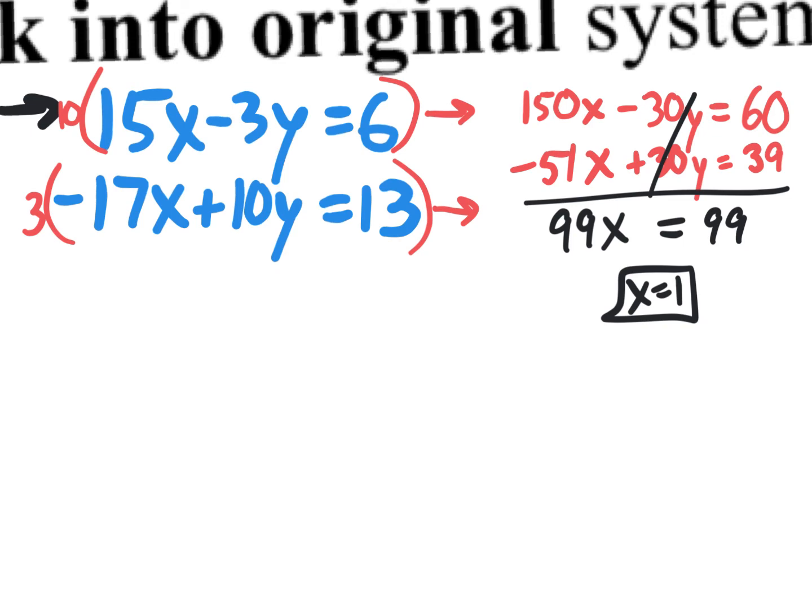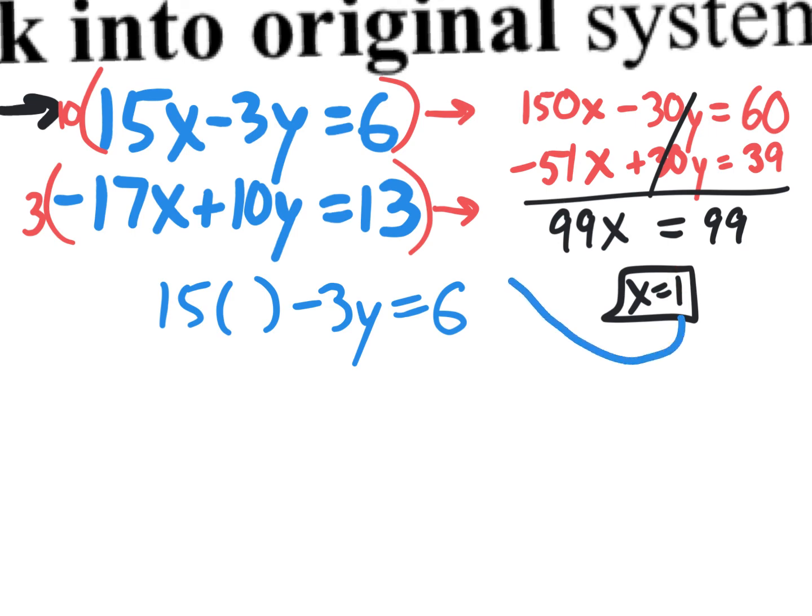You just plug it in. You substitute. That's right. So do you want to use the top one or the bottom? It doesn't even matter. Top. Okay, so let me rewrite the top. The top says 15x minus 3y equals 6. I rewrote the top one right here, but I put parentheses instead of x because I know that x equals 1. So I'm going to take that x value of 1 and put it right in there. And now I could solve for y.